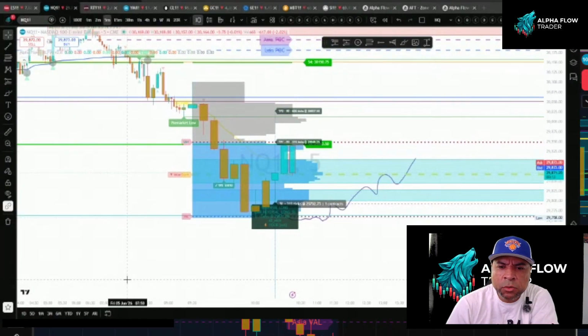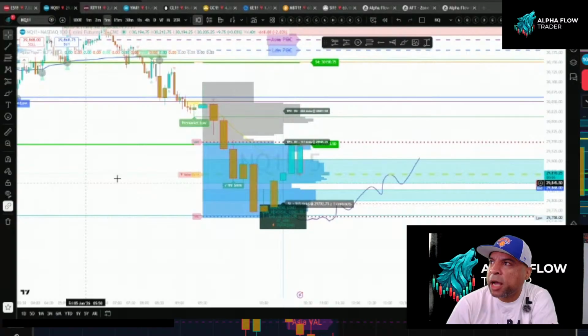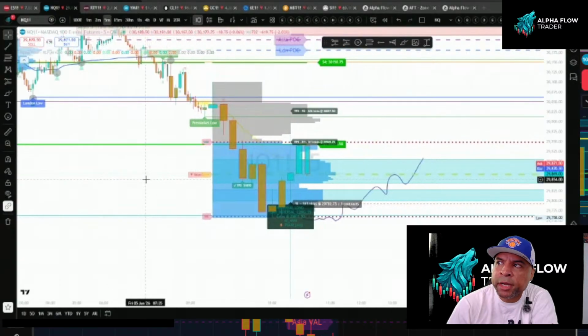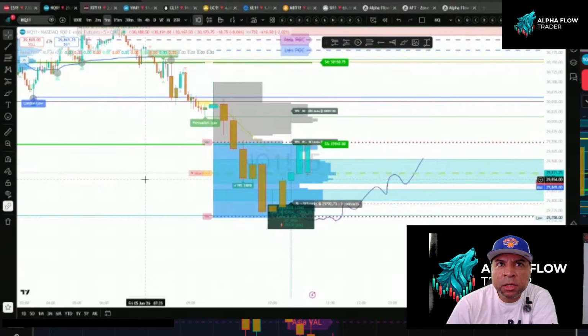Duran, is poor signal worse than a weak signal? Yes. So poor is the absolute bottom feeder. That's the absolute worst grade that you can get. So it's poor, followed by weak, followed by good, and followed by strong.